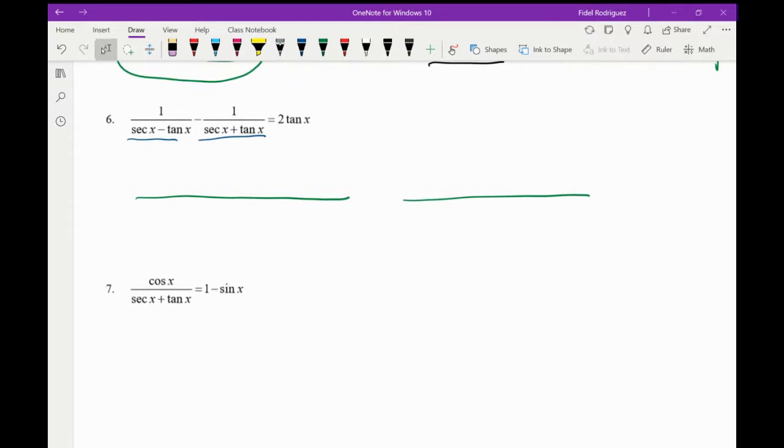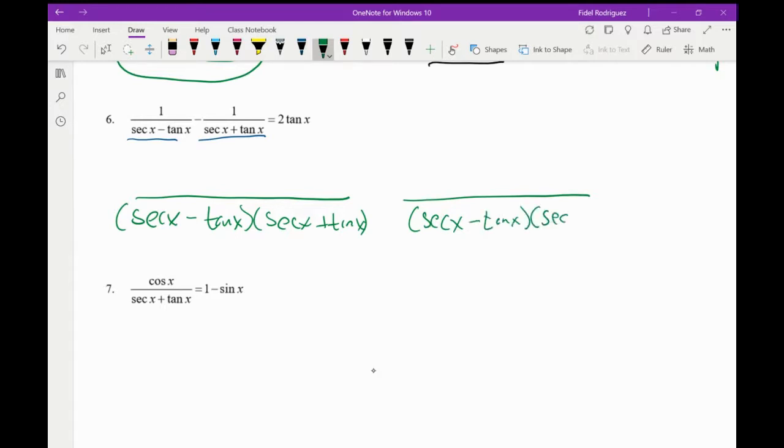Okay, so we're going to do that same rule right here. What do you think my common denominator is going to be? Let me ask you a question. Is that denominator the same as this one? They're different, right? So remember when we had A and B, what did we say we did with them? We multiplied them together. So that's exactly what we're going to do. Guys, we're going to go slow. Secant of x minus tangent of x, secant of x plus tangent of x. And I'm going to do the same thing over here. Secant of x minus tangent of x, secant of x plus tangent of x.